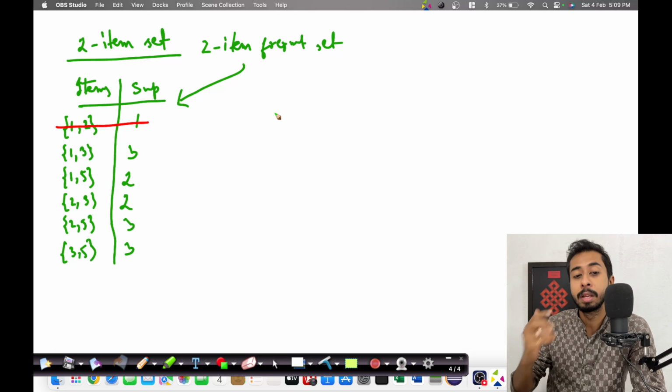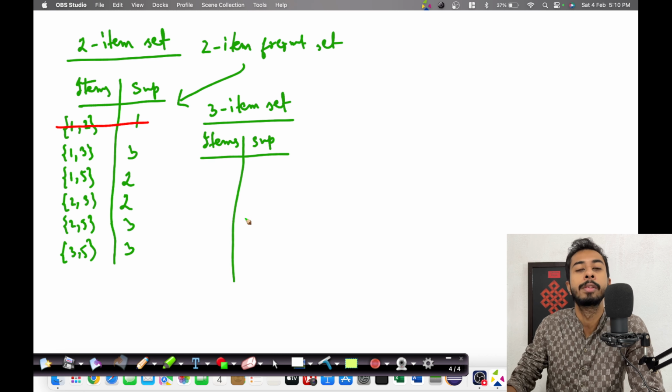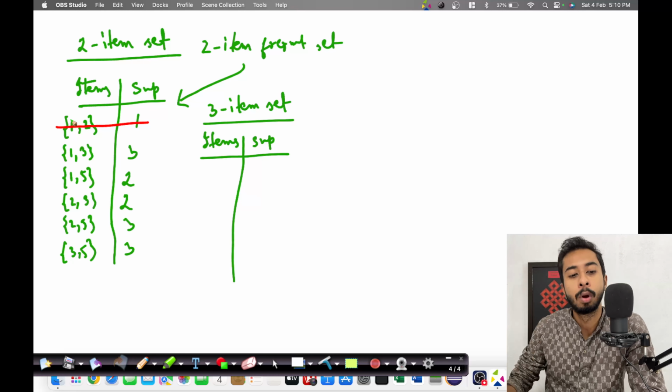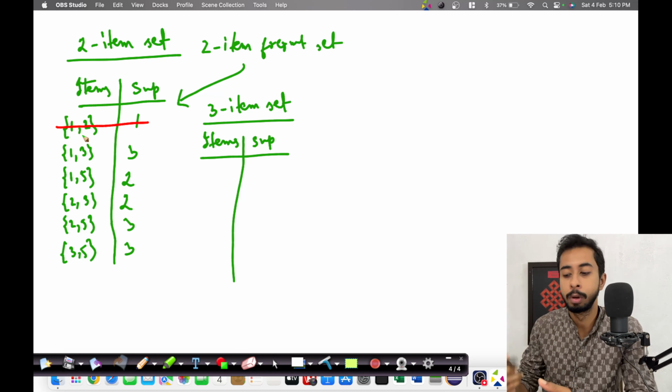What is the next step? The next step is to find the 3 item frequent set. So let's find it out. 3 item set. Okay, so we'll take items and support. So in the 3 item set, what will happen? We have to combine 3 items at a time. So how can I do it? I'll tell you the easiest way, again, otherwise you will get confused.